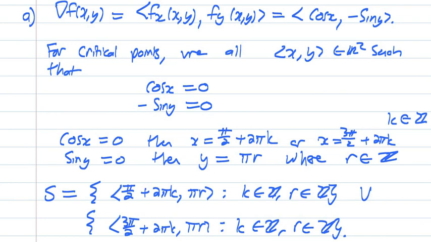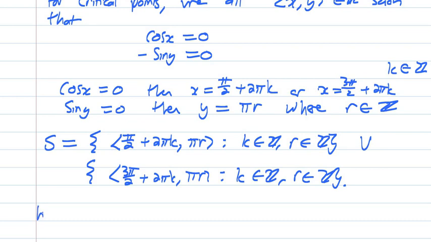Now part B is quite interesting. We want to classify all of these points. To do this, we're going to use the theorem in the textbook that allows us to classify critical points either as a local min, a local max, or a saddle point. To classify them, we are going to need the second order partial derivatives, so we are going to use theorem 115.